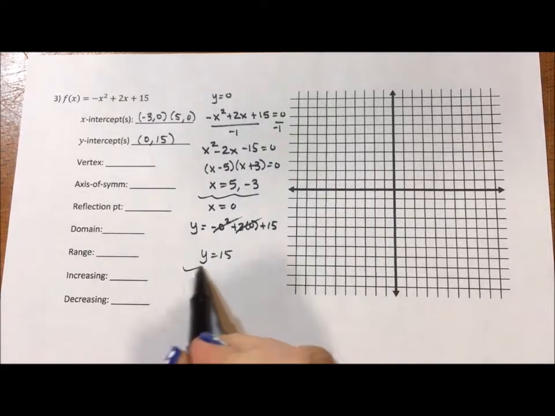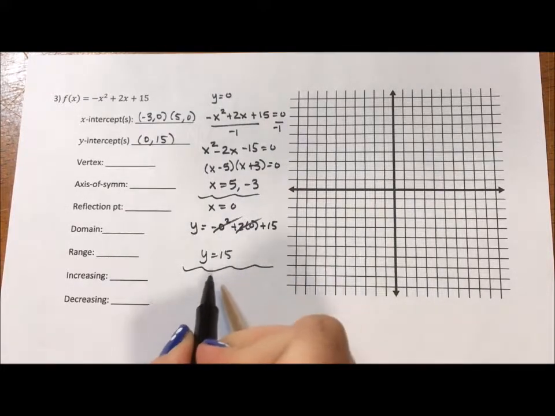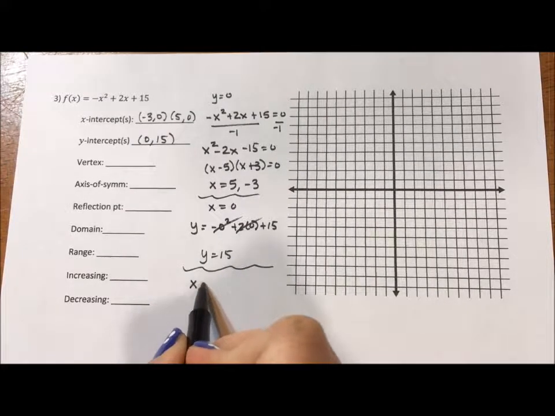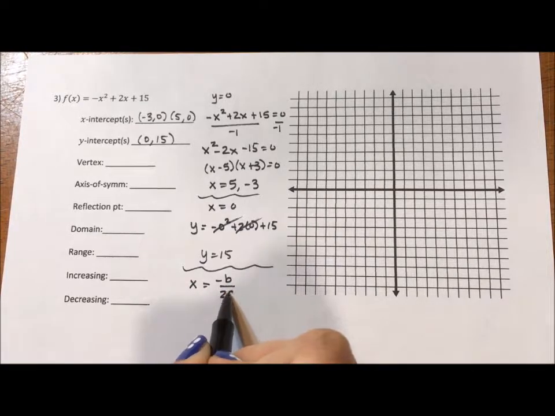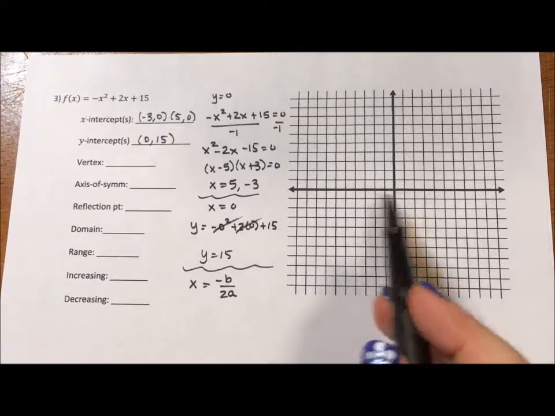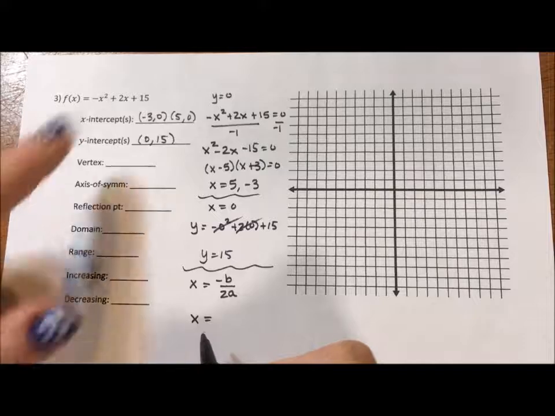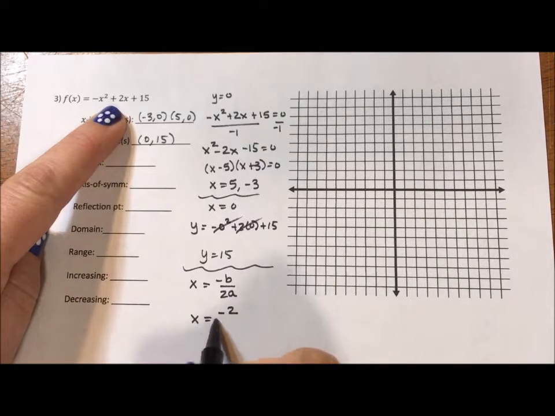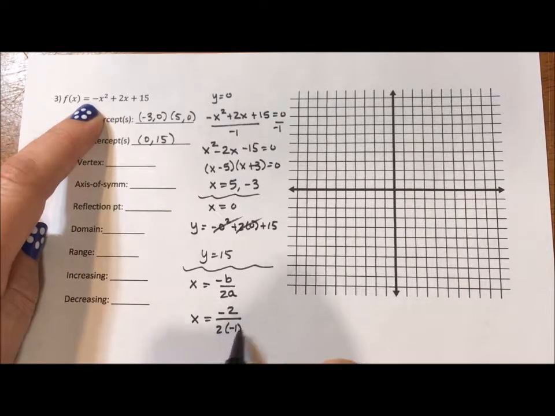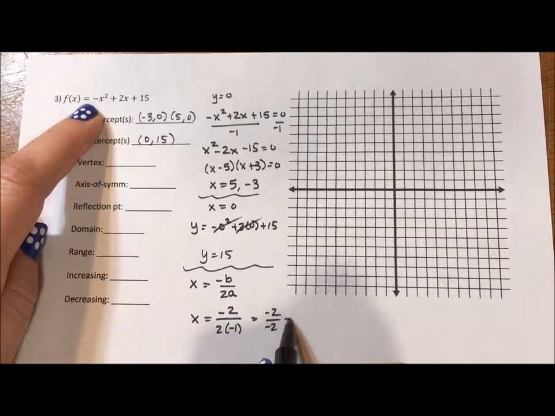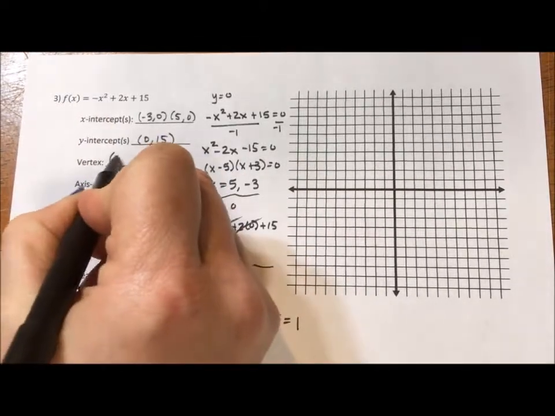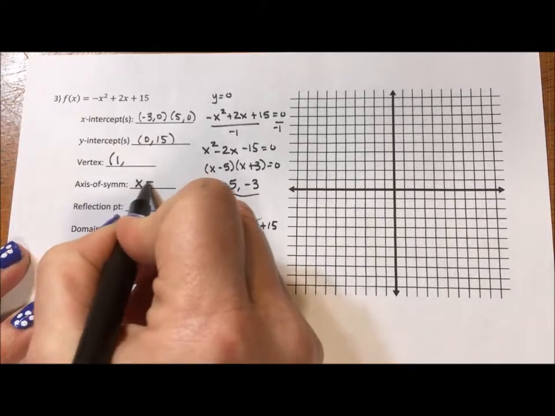Okay, vertex. To get the x value of the vertex, we use x equals -b over 2a. This is part of the quadratic formula, which literally says x is the axis of symmetry, the x value of your vertex, plus or minus something gets you your two x-intercepts. So b is 2, so -b is -2, over 2 times a, which is -1. -2 divided by -2 is 1. So that's 1.